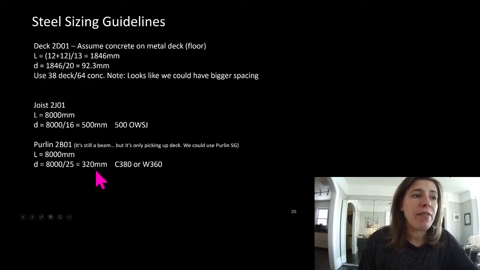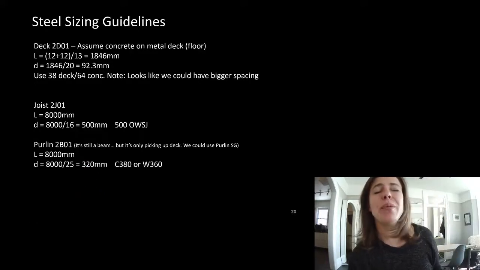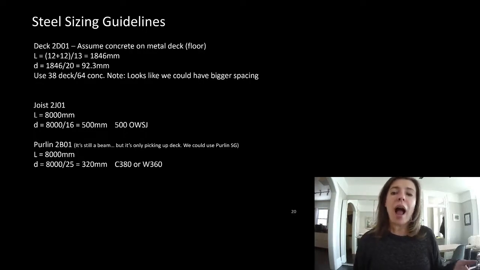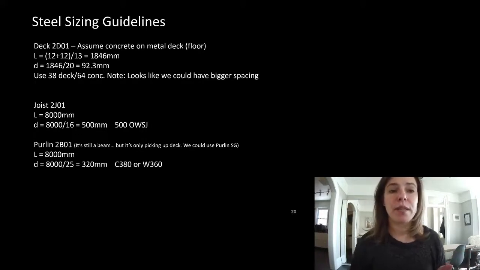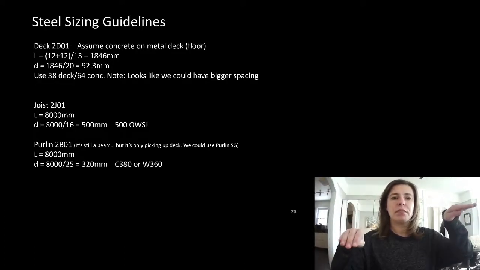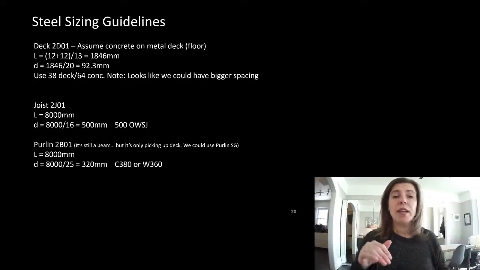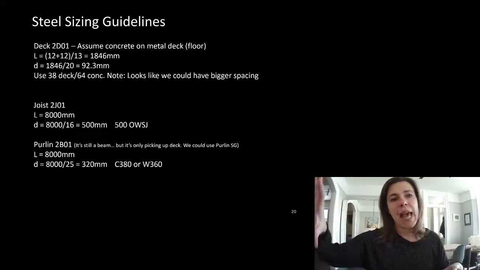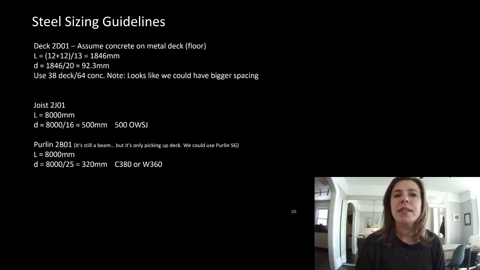8,000 divided by 25 gives us 320, or a W360. Maybe we use a C380 or a W360. So I don't know why in this project they switched from open web steel joists to a W section, but you can imagine on one side of the building they have a deeper soffit than on the other side. So maybe it has to do with mechanical, or maybe there was clearance issues. Maybe there's something happening in that room that's not happening in the other, that they needed that tighter ceiling height.